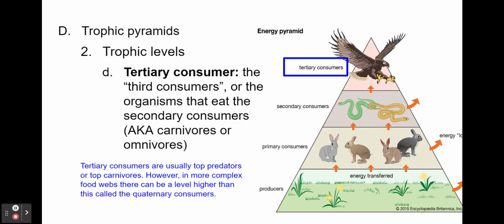Finally, we get to detail D, tertiary consumers. These are the third consumers, or the organisms that eat the secondary consumers. These could also be carnivores, or they could be omnivores. And these are usually the top predators or the top carnivores. In some complex food webs, there can be a level higher than this that is called the quaternary consumers. But on a quiz, on a test, on an assessment, we will require you to know the vocabulary up to and including tertiary consumers.